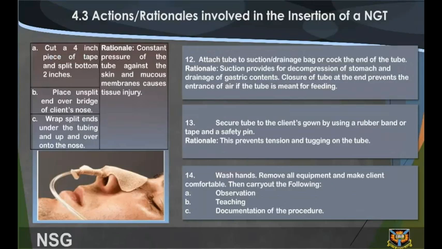12. Attach the tube to suction and a drainage bag or cork the end of the tube. Rationale: suction provides for the compression of the stomach and drainage of gastric contents. Closure of the tube at the end prevents the entrance of air if the tube is meant for feeding. 13. Secure the tube to the client's gown by using a rubber band or tape and a safety pin. This prevents tension and tugging on the tube. Wash hands. Remove all equipment and make the client comfortable. Then carry out the following: observation, teaching, documentation of the procedure.